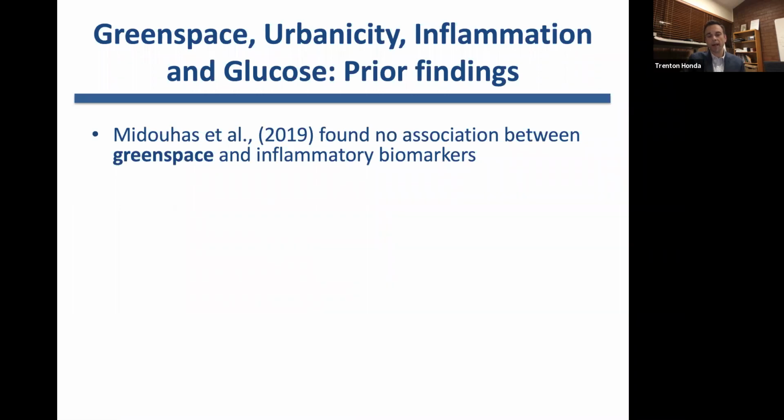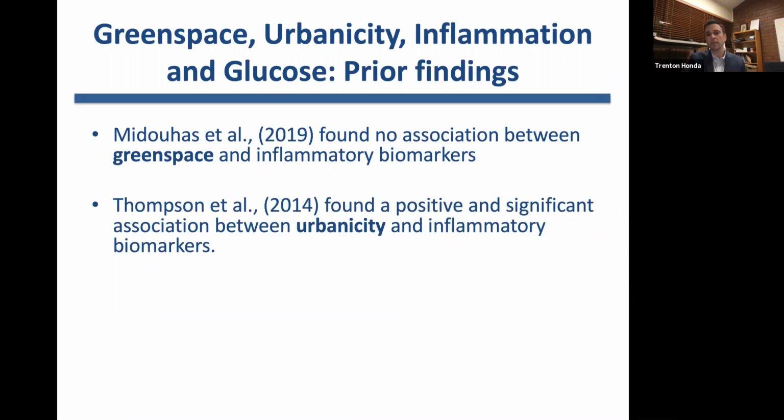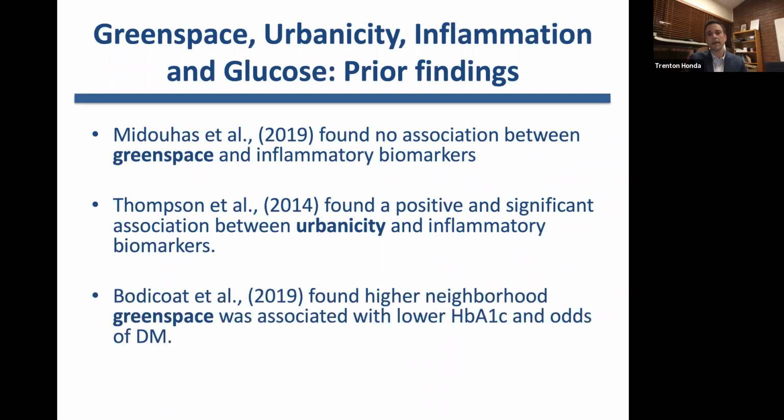And so my interest really is: is there an impact, a measurable association between green space, urbanicity, and then inflammation and glucose? And there's some prior literature, most of it relatively recent, that looks at these associations. So in a 2019 study, there was no association found between green space and inflammatory markers, which included CRP and fibrinogen. In a 2014 study, there was a positive and significant association found between urbanicity and inflammatory biomarkers. And then again, in a very recent study, it was found that neighborhoods with higher green space were associated with lower hemoglobin A1C and odds of diabetes mellitus.